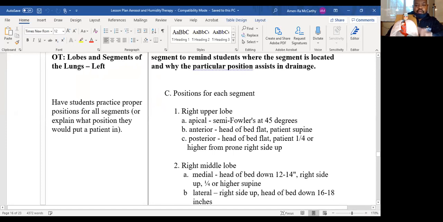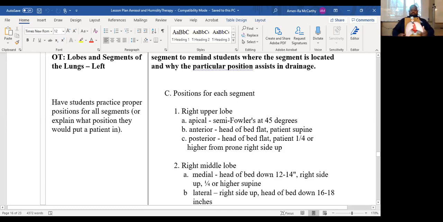All right, so again, the right upper lobe has the apical, anterior, and posterior. To drain the apical segment of the right upper lobe, the patient needs to be in a semi-Fowler's position at about 45 degrees. So that's about like this, right? Fowler's is sitting straight up. That's a high Fowler's. Semi-Fowler's is kind of just cocked back about 45 degrees, okay?